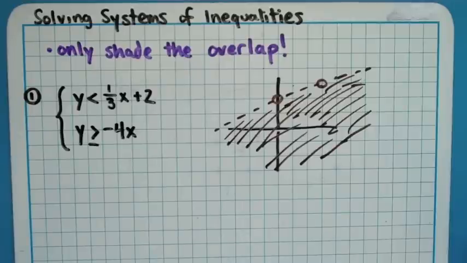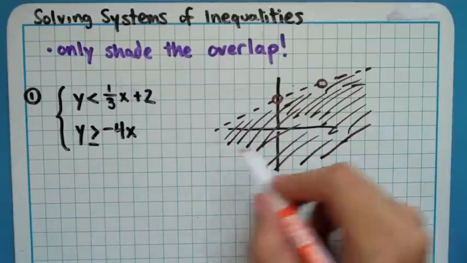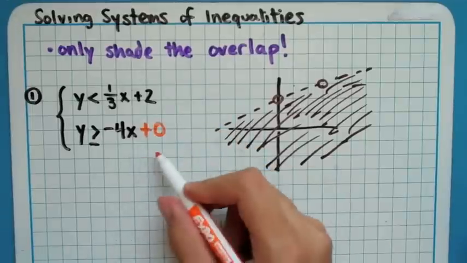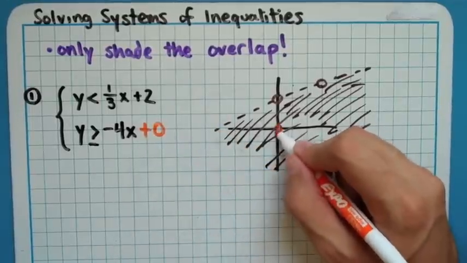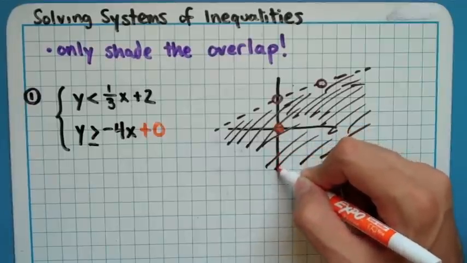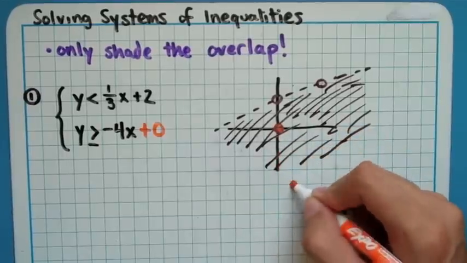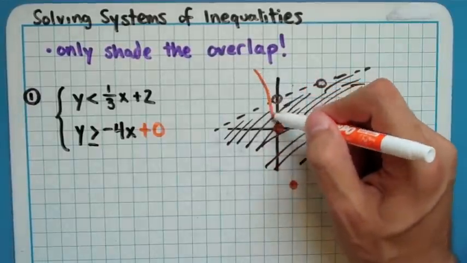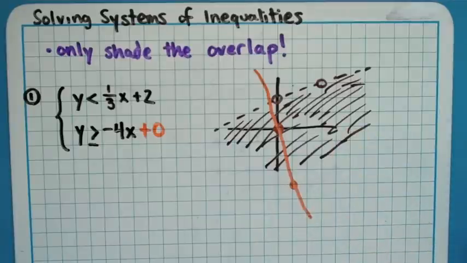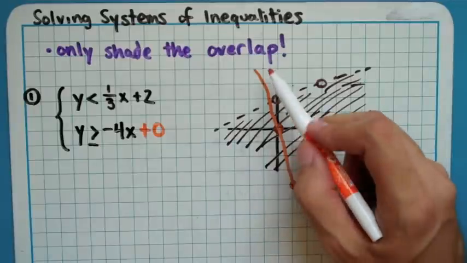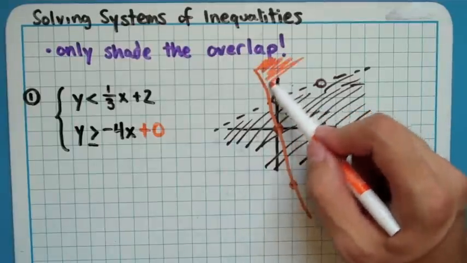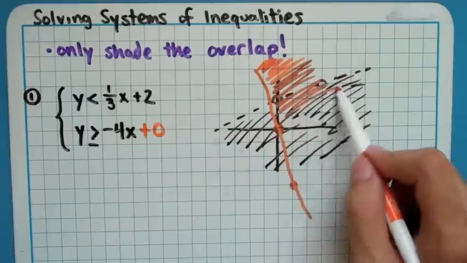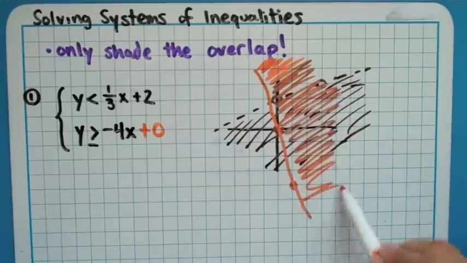So my second equation is y is greater than or equal to negative 4x plus 0. If there's no number there, it's really plus 0. So I start here. I'm going to go down 1, 2, 3, 4 over 1. And this line will look like that. And I need to shade above this line. So I'm going to go up. It's going to be this area along with this area down here.